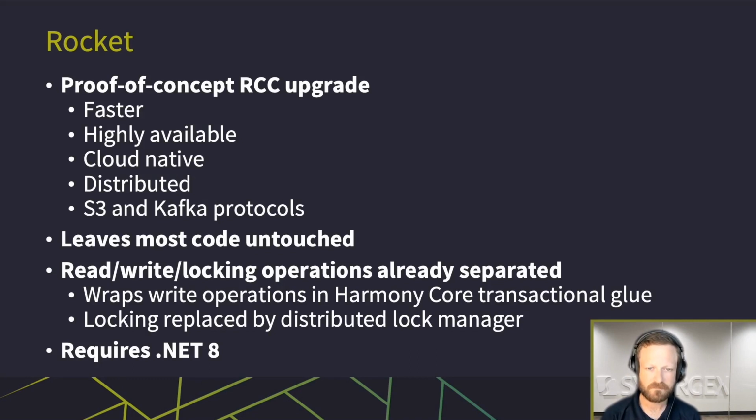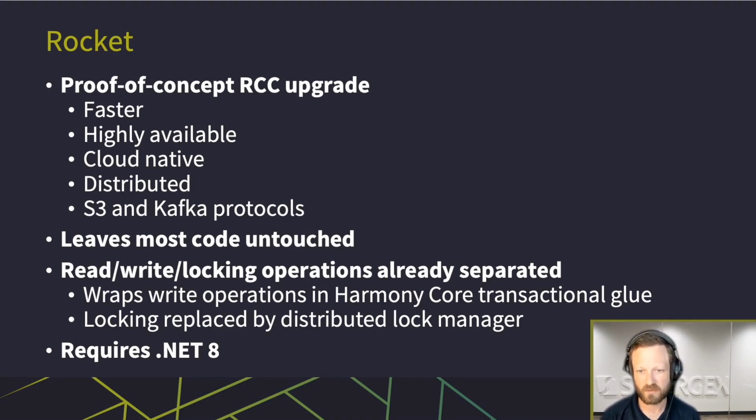And it leaves most of the code untouched. So it's not a drastic change for us in this RCC proof of concept. It's really a couple of wrappers and global I/O hooks doing their magic, and that's most of the work there. This has been made a bit easier in the RCC case because they already separated their read operations from their write operations, and locking is also somewhat separate, so it was easy to split those the rest of the way.